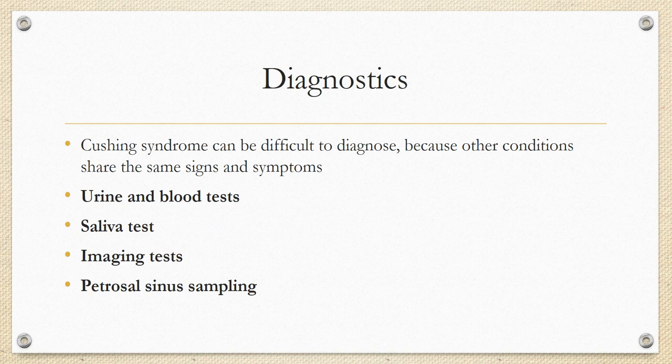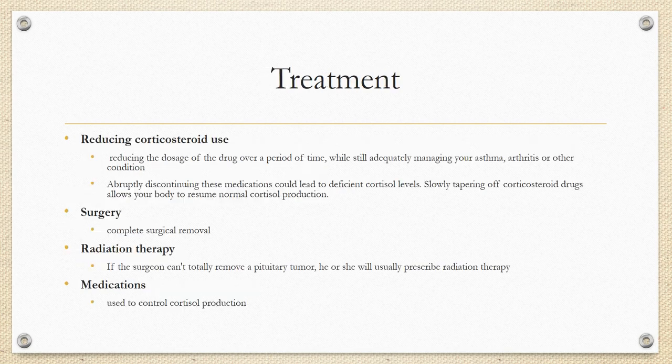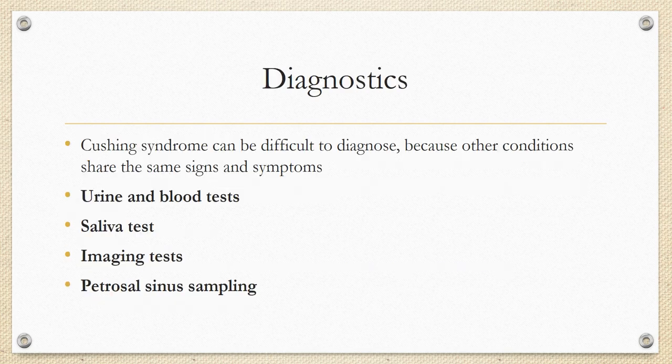Cushing syndrome can be difficult to diagnose because other conditions share the same signs and symptoms. They will possibly do a urine and blood test, saliva test, imaging test, and petrosal sinus sampling. And I think there's a picture of it a couple slides from now. But the petrosal sinus sampling is basically they'll go up your nose and test the blood from the sinus area because it will actually show increased levels of cortisol.